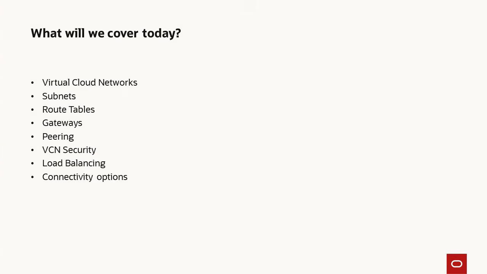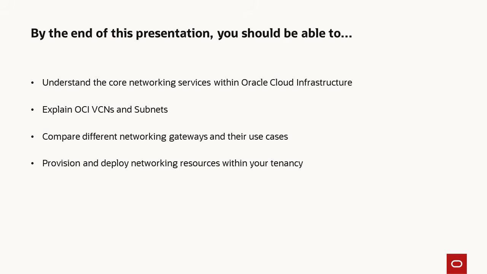So we will be covering the following within OCI's networking services. We will look into our virtual cloud networks. You'll often see these abbreviated as VCNs throughout the presentation. We'll look into subnets, route tables, the different gateway offerings, our peering options, VCN security, our load balancing service, and connectivity options. And by the end of this presentation, you should be able to understand the core networking services within Oracle Cloud Infrastructure, explain OCI VCNs and subnets, compare different networking gateways and their use cases, and be able to provision and deploy networking resources within your own tenancy.